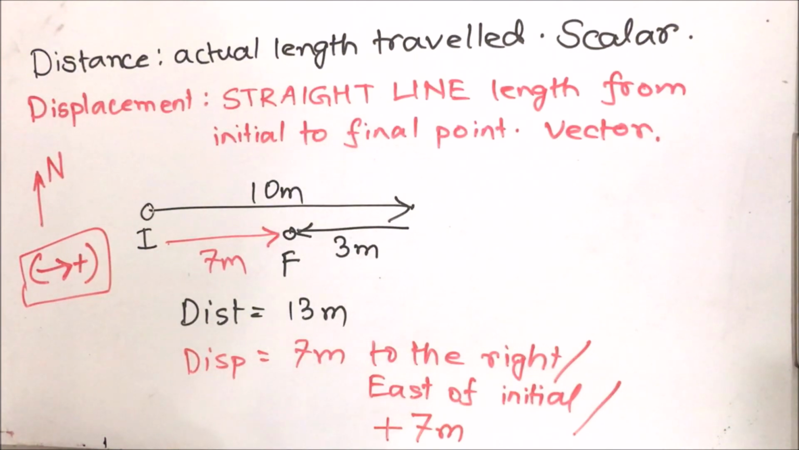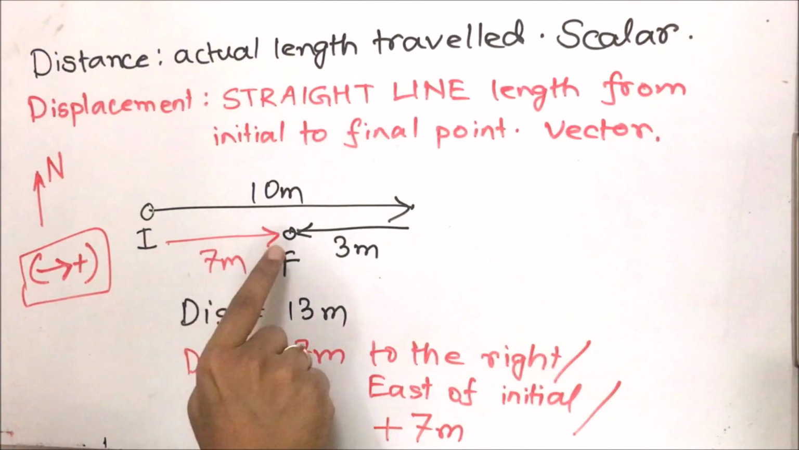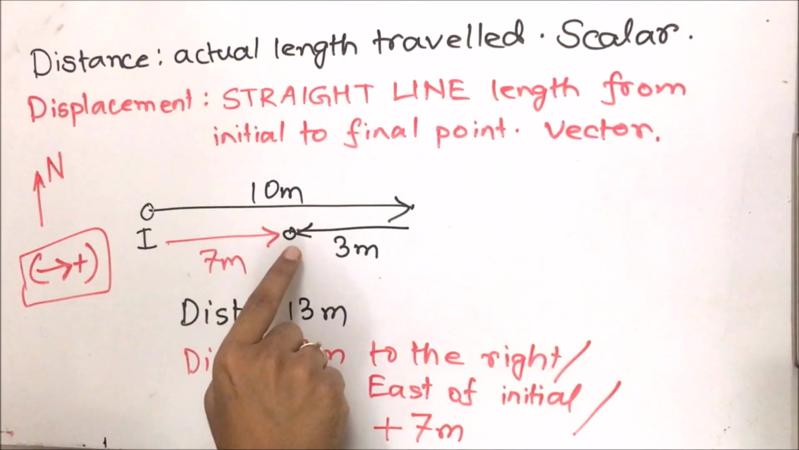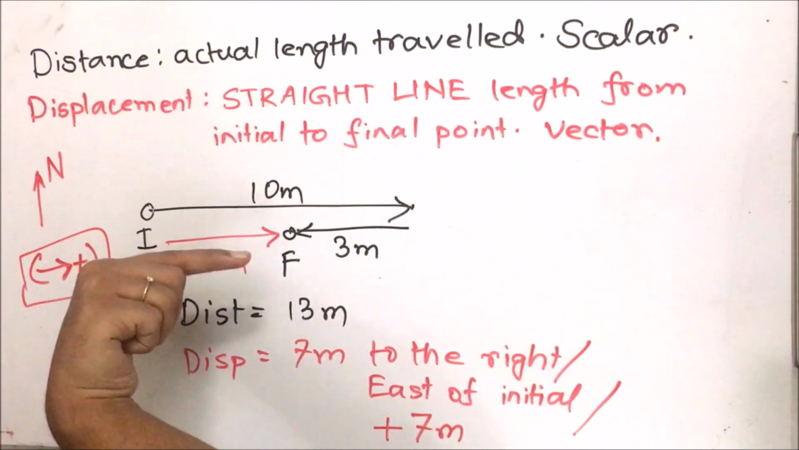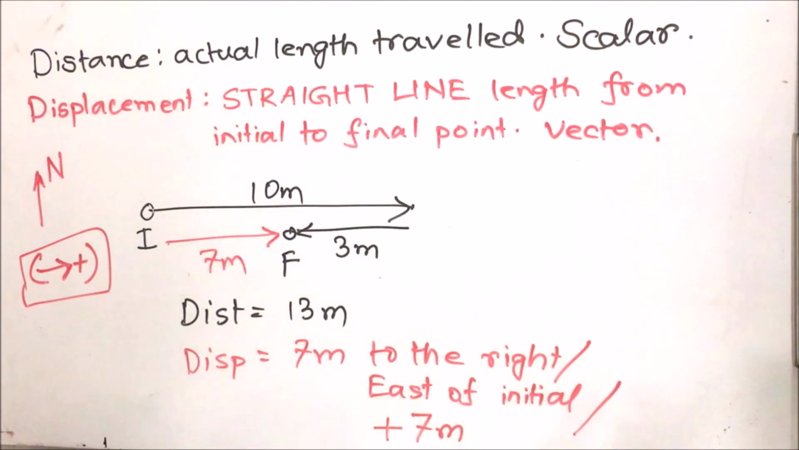There are 3 ways to specify your direction. You can simply say that I have displaced myself to the right. Now why particularly to the right? Because the definition says that displacement is the straight line distance from initial to final, so in this direction, to the right. Or if the question specifies the directions in terms of north, south, east, west, then you can say that I have displaced myself 7 meters east of the initial point.